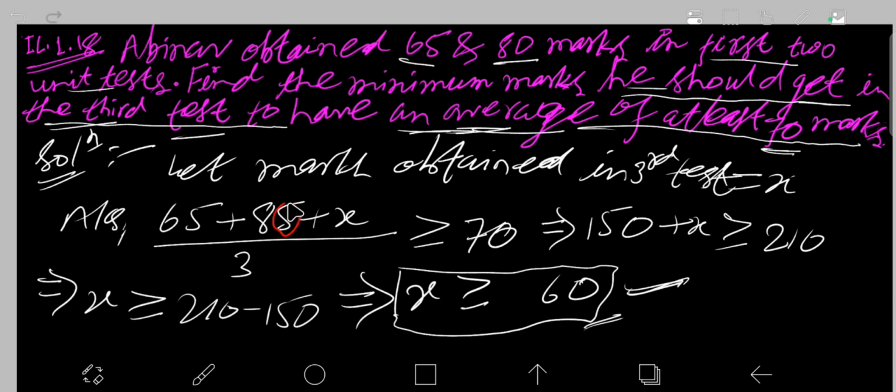This one is 80. When we take 80, this gives 145, because in the question it is 80, but here we incorrectly put 85. When we subtract 145 from both sides, we get 75 marks. Means the minimum marks is 75 marks.